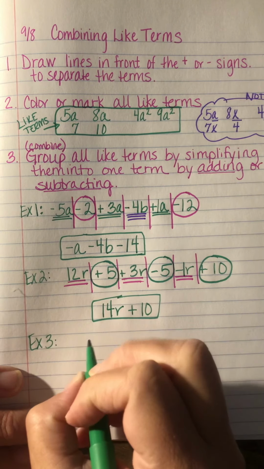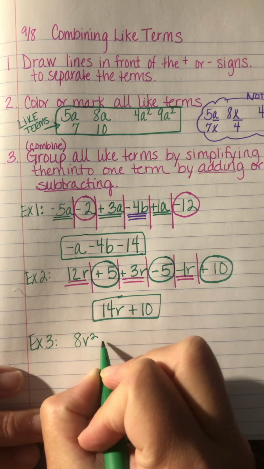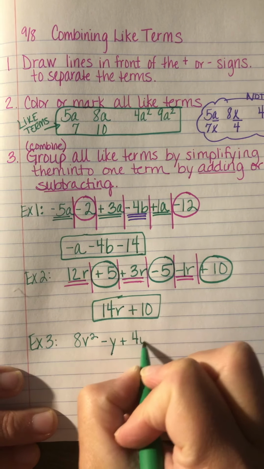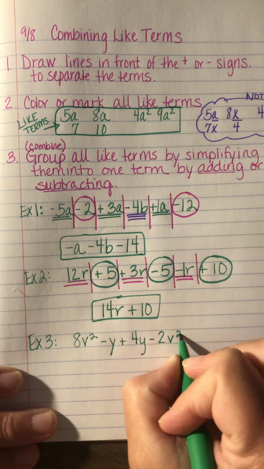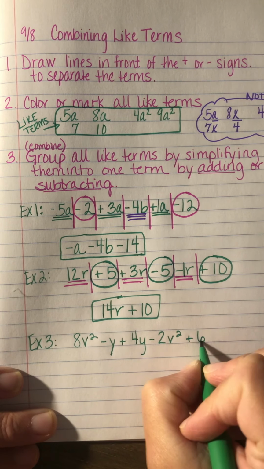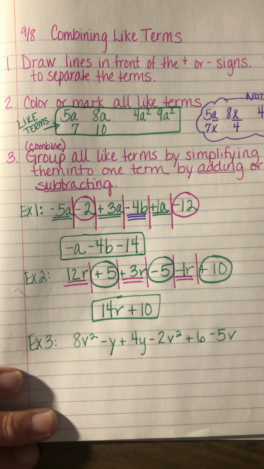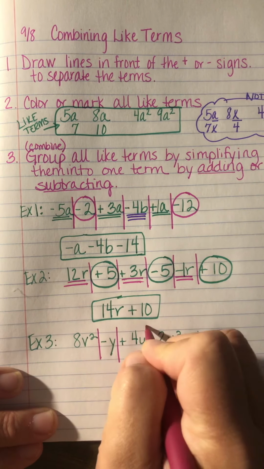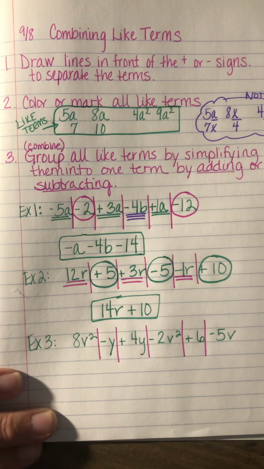We're going to look at one more example. If I have 8v squared minus y plus 4y minus 2v squared plus 6 minus 5v. We're going to take our pen or pencil and we're going to draw in our lines in front of the plus and minus signs. And now we're going to mark our like terms.